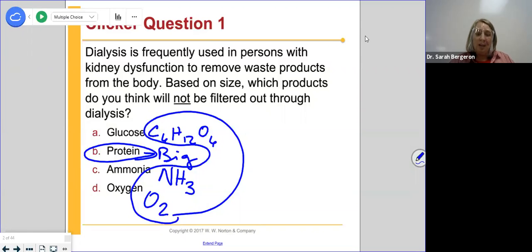We did a lab with dialysis tubing. Yes, yes, yes. Dialysis tubing is pretty cool stuff because you can buy dialysis tubing with different pore sizes. So you can buy the tubing that fits what you want to exclude or what you want to include, depending on how you want to look at it.